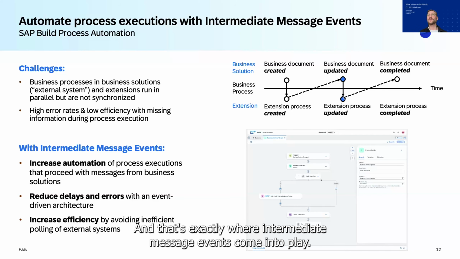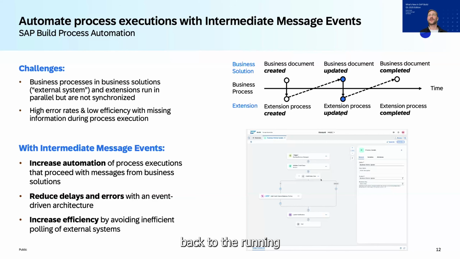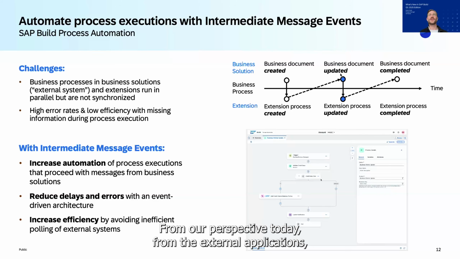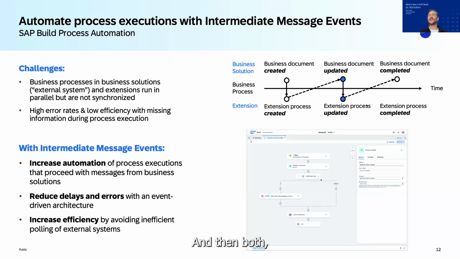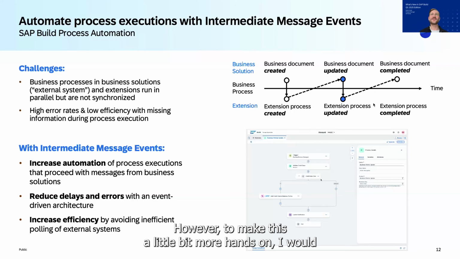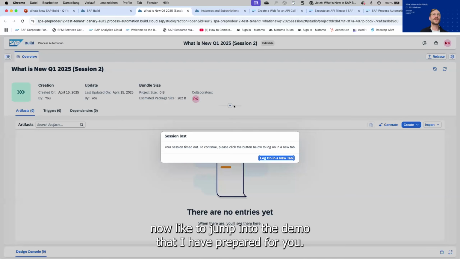And that's exactly where intermediate message events come into play. They allow you to make an API call from your business solution back to the running process to receive updates from the external application, which is the business solution. And then, of course, you can update the business solution again using an action, and then both the processes would be ending. However, to make this a little bit more hands-on, I would now like to jump into the demo that I have prepared for you.